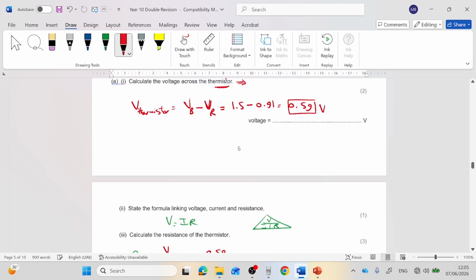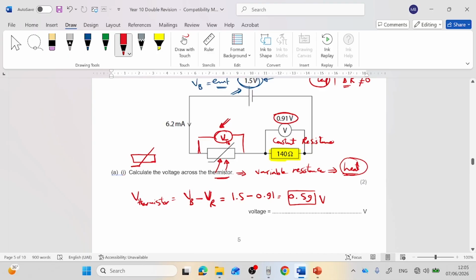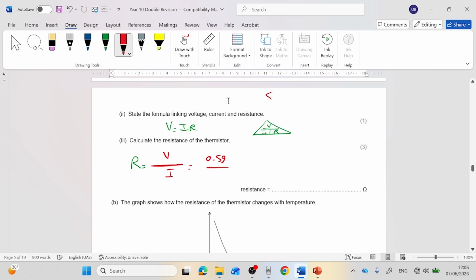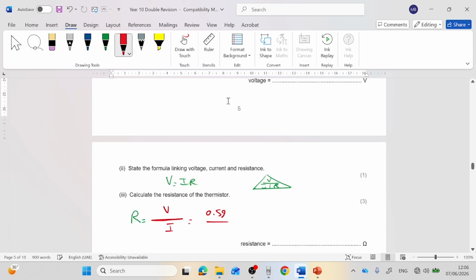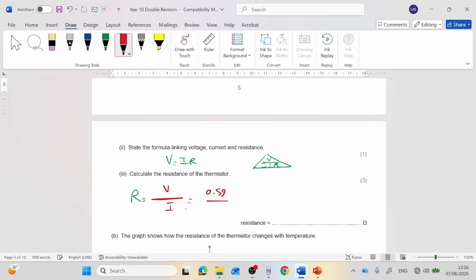And you can find the value of the current intensity from the circuit. As you can see, it's 6.2 milliampere, and this is the same current which is passing through the thermistor and the resistor because they are connected in series. So they have the same current intensity. So the current in this case is 6.2, but we have a problem. It is in milliampere.